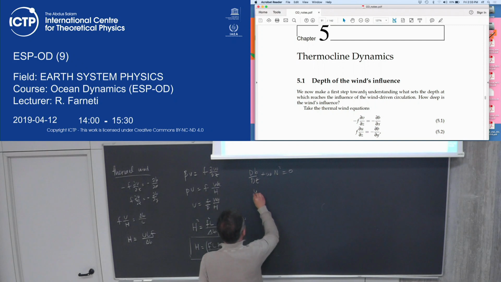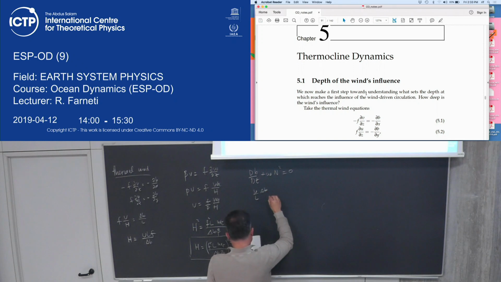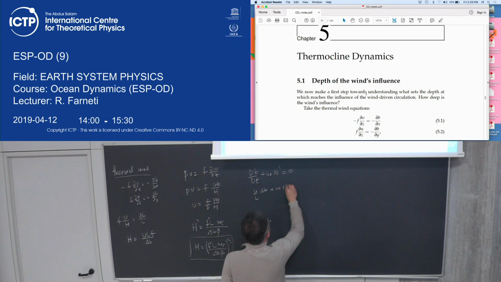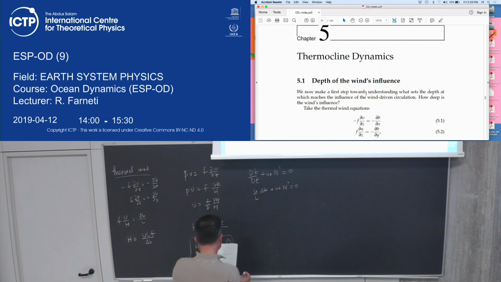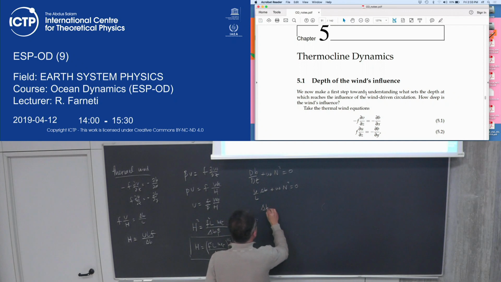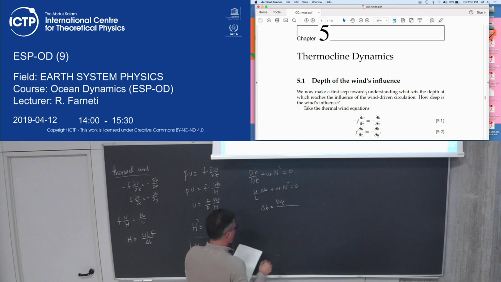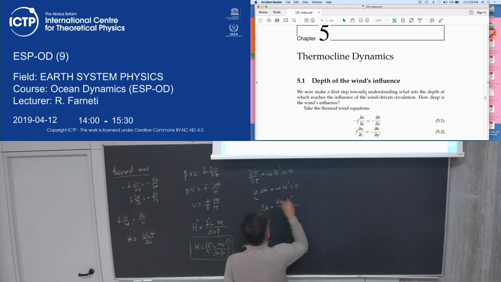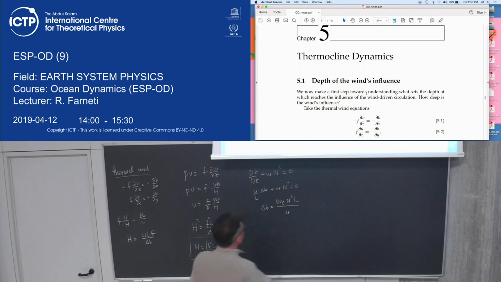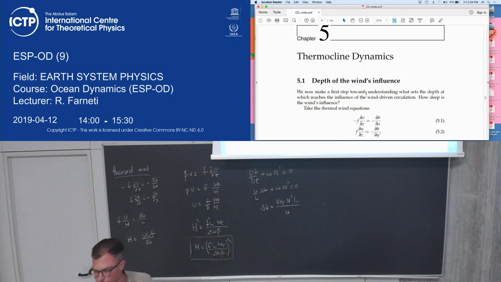You do a scaling of this, and you get U over L delta B plus vertical velocity N squared equals 0. So that delta B goes like the vertical velocity, which is again the Ekman vertical velocity, N squared L over U. So this is my new horizontal buoyancy gradient, now as a function of the Ekman vertical velocity and stratification.